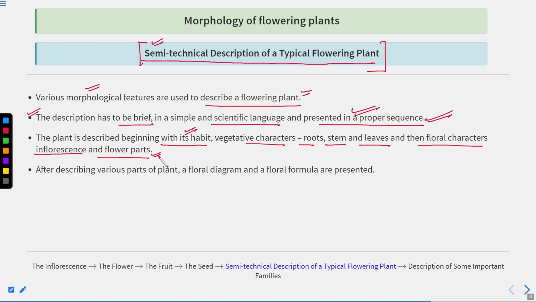We have already discussed the floral characters, what type of inflorescence it is having, whether a cymose or racemose. Then you will tell about the floral parts. What are the floral parts? Whether it is having a trimerous, tetramerous, or pentamerous type of flower. Okay, the number of whorls this flower is having. After describing the various parts of the plant, you should draw a floral diagram. Very, very important. Floral diagram of a flower. And also write the floral formula to present it.